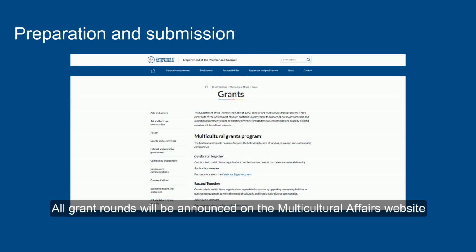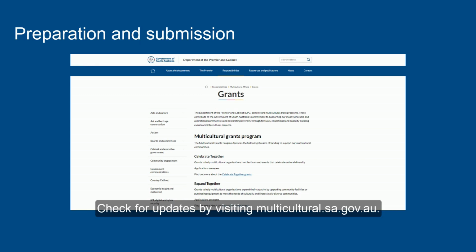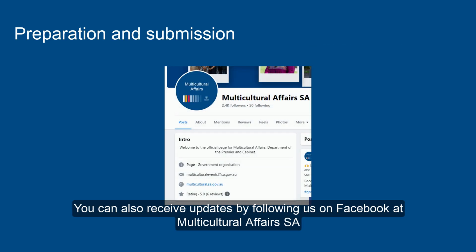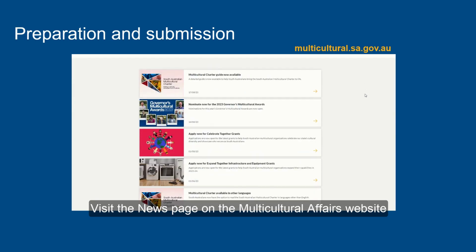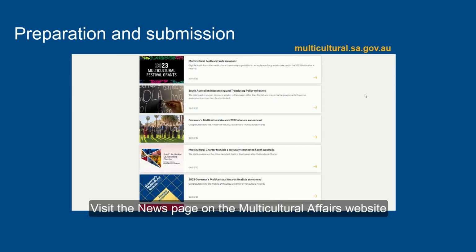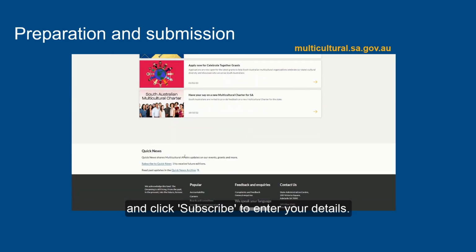All grant rounds will be announced on the Multicultural Affairs website. Check for updates by visiting multicultural.sa.gov.au. You can also receive updates by following us on Facebook at Multicultural Affairs SA and by subscribing to the Multicultural Affairs Quick News e-newsletter. Visit the news page on the Multicultural Affairs website and click subscribe to enter your details.